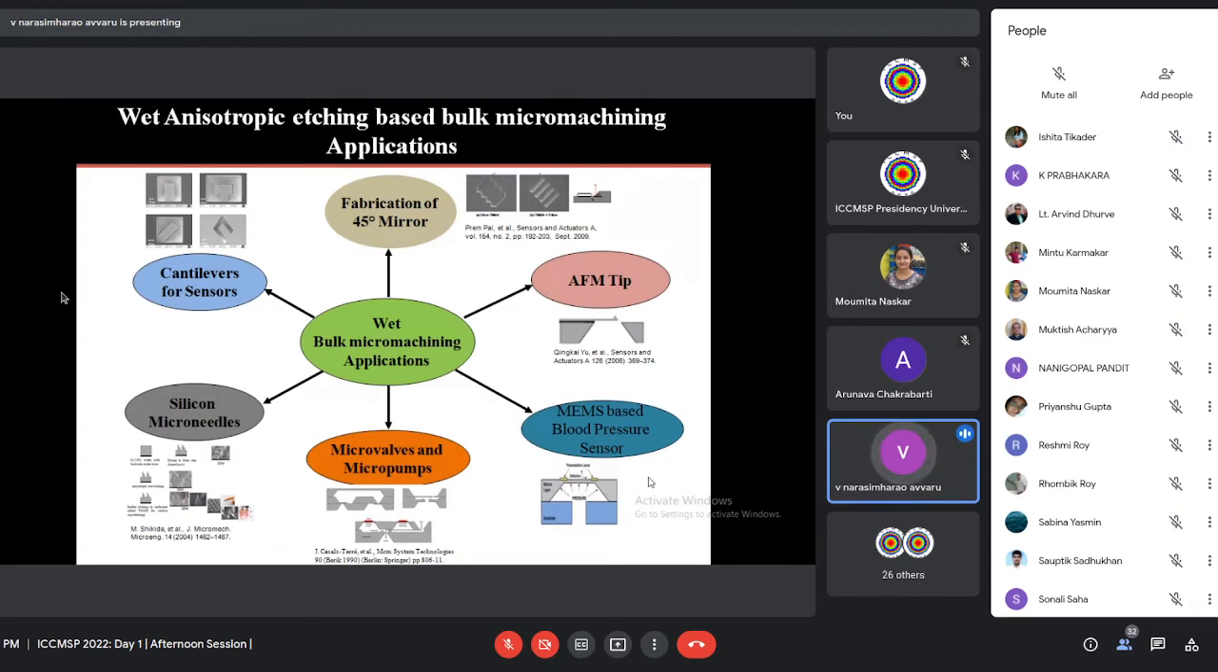What are the applications of bulk micro machining? Fabrication of 45 degree micro mirrors, AFM tips, MEMS-based blood pressure sensors, micro valves and micro pumps, silicon micro needles, and cantilevers for sensors.